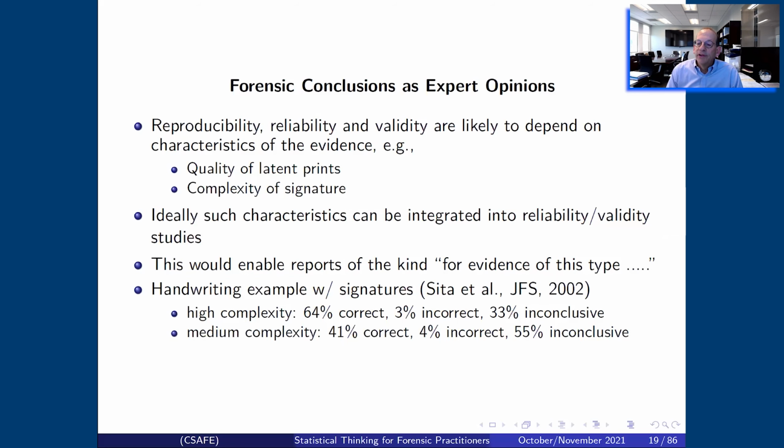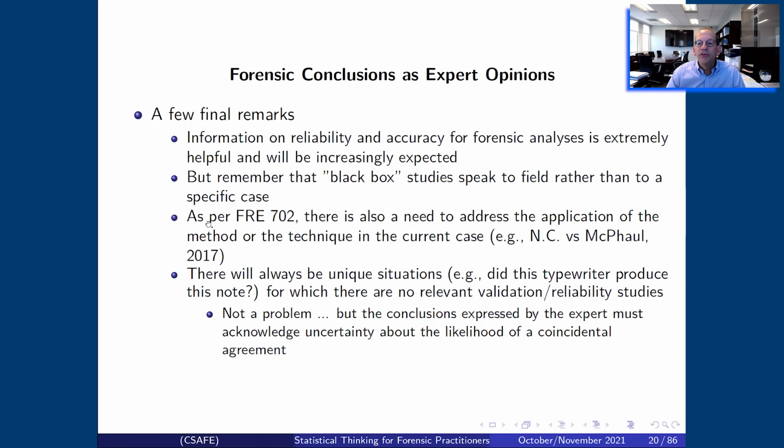And one place where this was done 20 years ago was in handwriting. And you can see that in high complexity cases, the accuracy was higher and there were fewer inconclusives than in medium complexity signatures. Signatures with high complexity are easier to analyze, and they got more correct and fewer inconclusives. So that's the kind of way one could imagine validating and using expert opinion going forward.